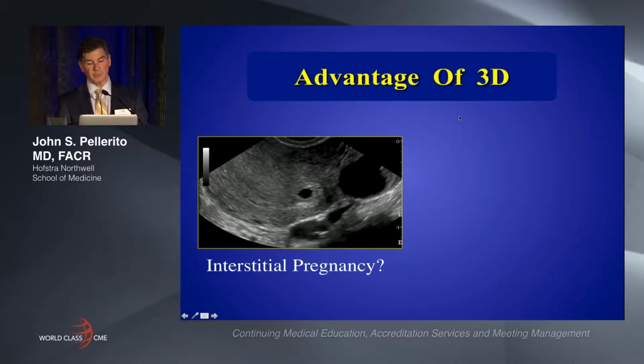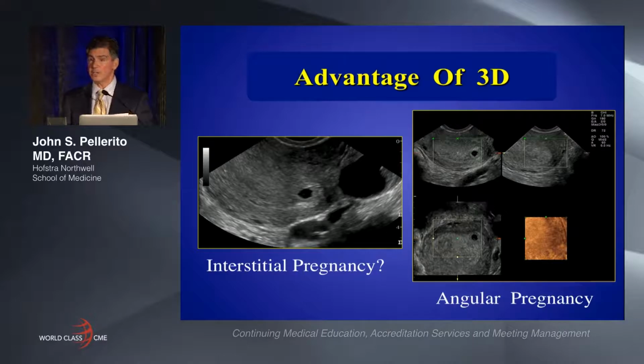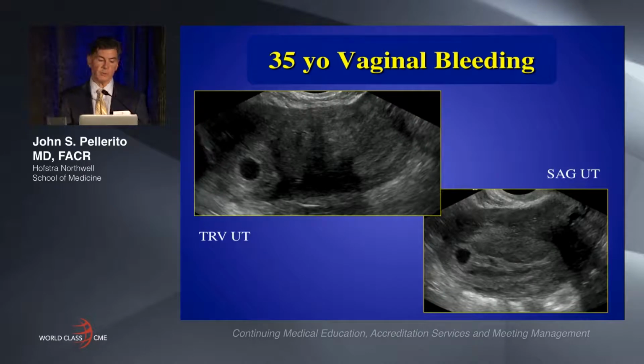And this is where 3D can be very helpful. Because when you do your 3D, you can say, oh, wait a minute, no, this is located within the endometrial canal. This is really an angular pregnancy. It's not an interstitial pregnancy. So this is one of those situations where 3D can be very helpful, because you want to see the endometrium covering the sac.